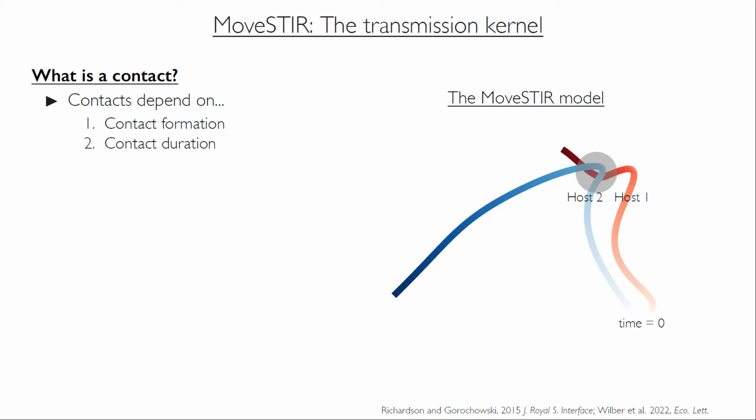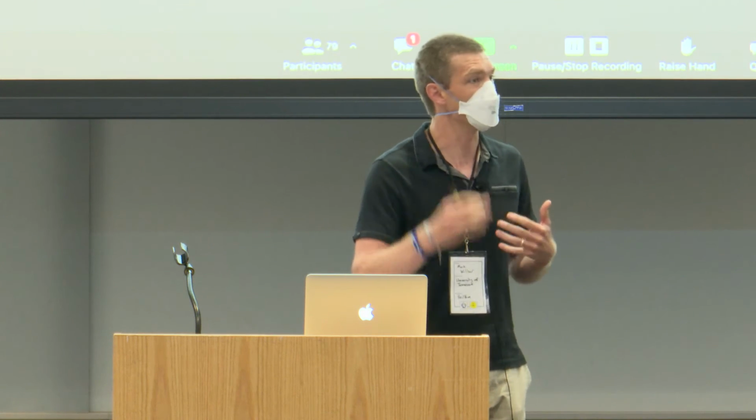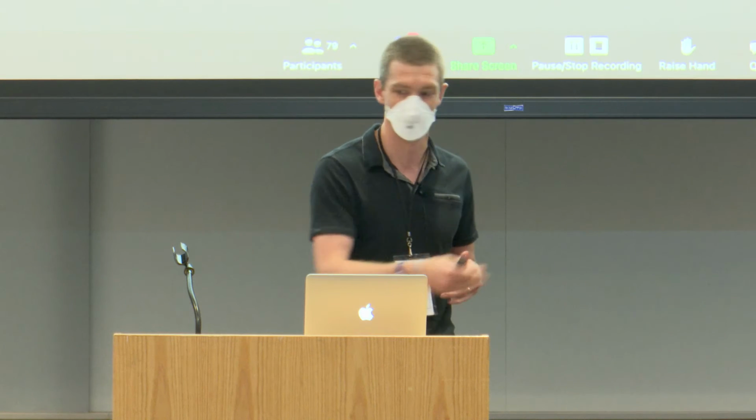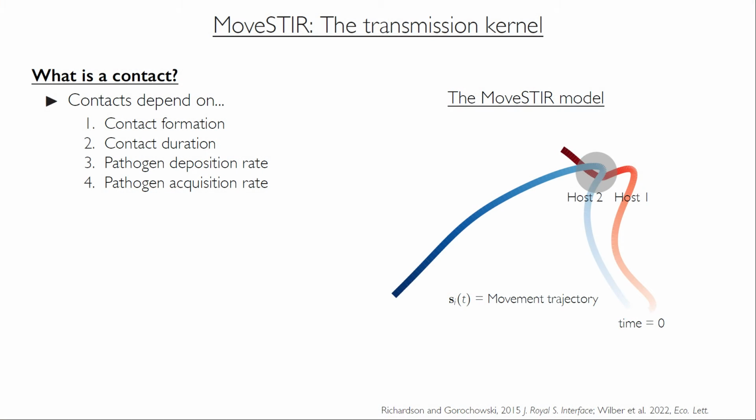Second, we need to consider contact duration. How long are those two hosts within that spatial proximity? Now, to make this contact epidemiologically relevant, we also need to consider two additional rates: a pathogen deposition or shedding rate, and a pathogen acquisition rate. Imagine I'm host 2, the blue host, cruising along my movement trajectory, and I'm infected. I could be depositing pathogen at some rate, maybe I'm coughing, sneezing, or defecating. If I'm host 1, moving along my trajectory, I could be acquiring the past or present pathogen that was shed by host 2. So I need to consider both of these rates to understand an epidemiologically relevant contact.